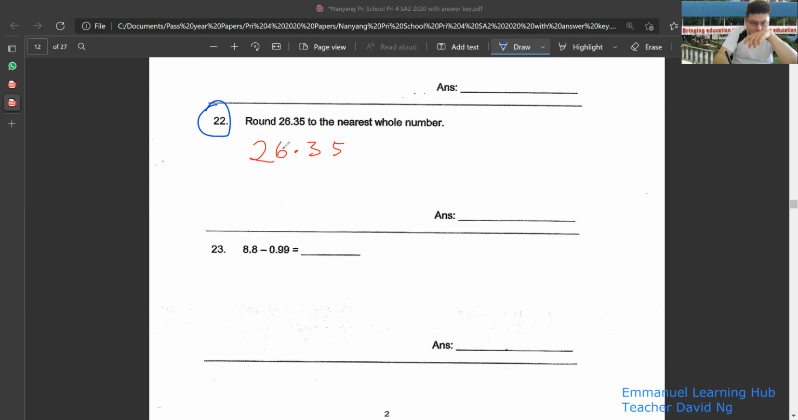2 and 6 are whole numbers. 3 and 5 are decimal. You understand? Okay, so to round off to the nearest whole number, you don't look at 6. You look at 3 to determine whether to round up or round down. So what must you do? When you look at 3, do you round up or round down? Down. Round down, right? So if it's down, the 2 and 6 remain, and the 3 you round down to 0. So the nearest whole number is?